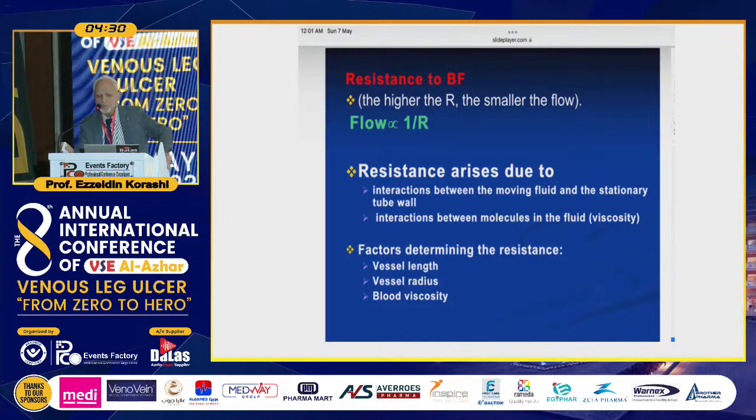Resistance to flow is dependent, as I told you, on the vessel length, radius, and viscosity. It can be understood that the more the viscosity, the more the resistance. If the vessel radius is larger, there is less resistance, and a longer vessel gives more resistance.